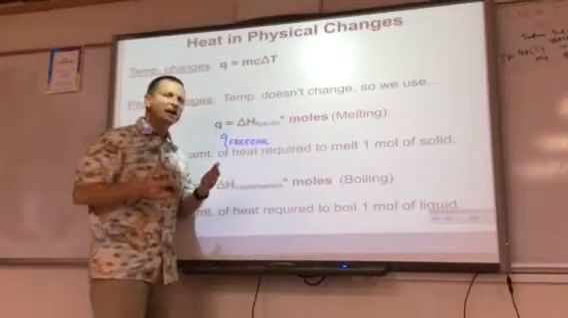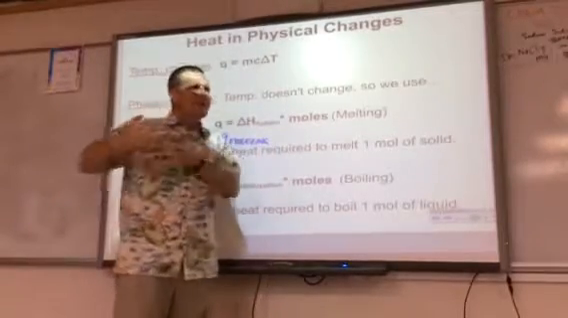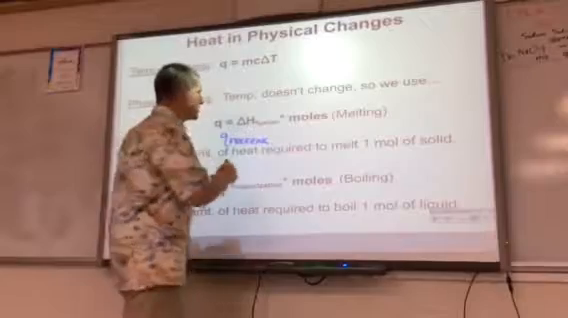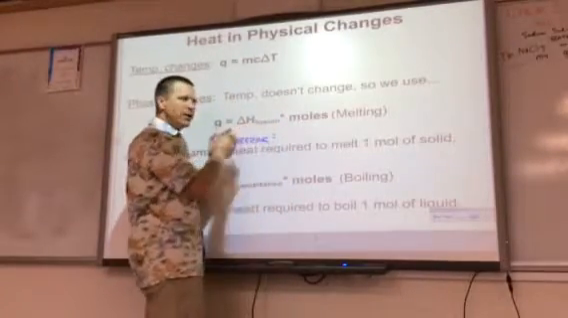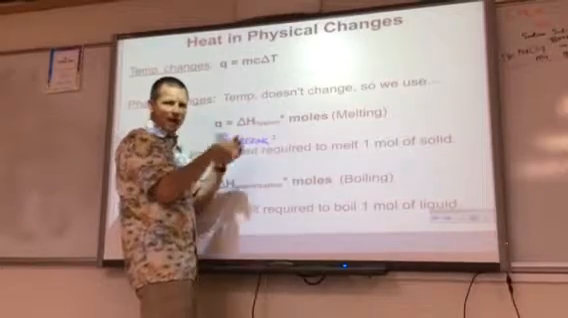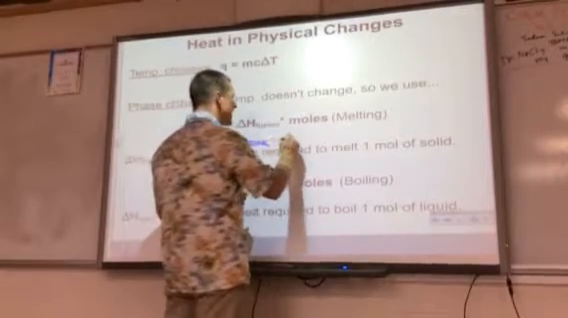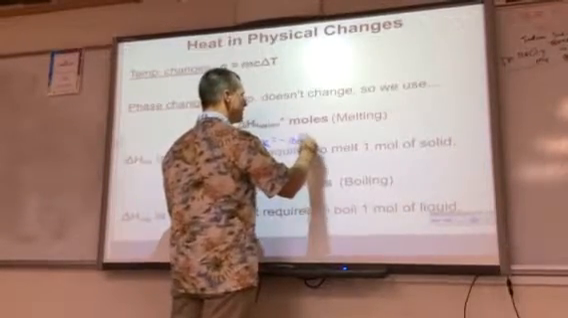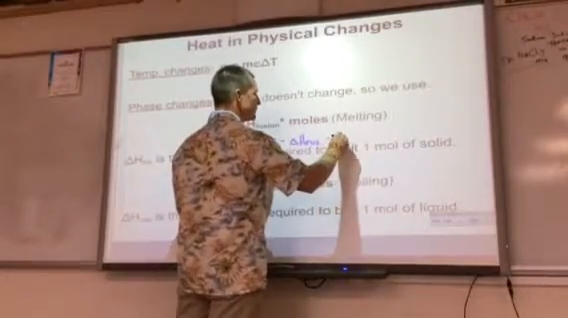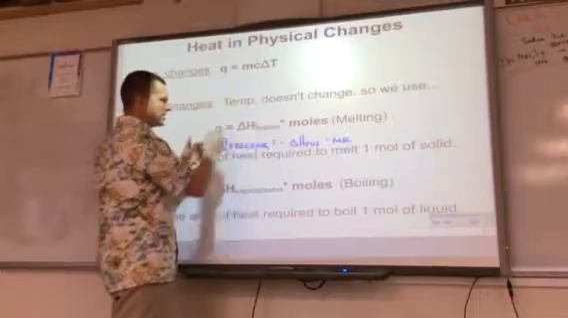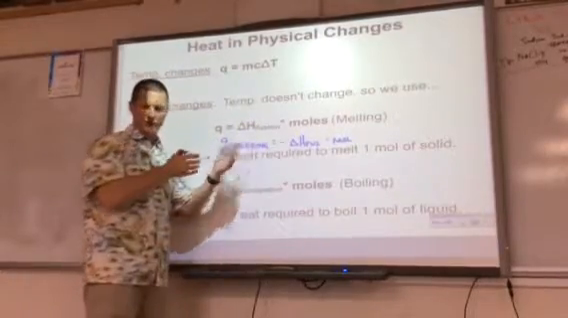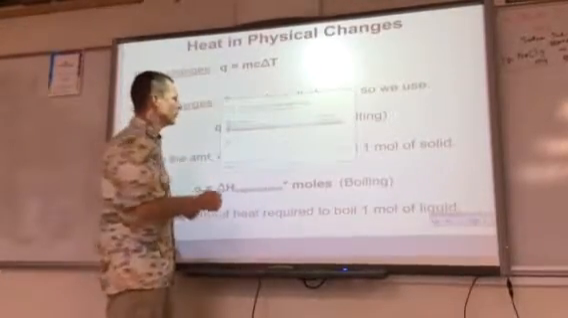we would consider that an exothermic process because we have to take heat out of the liquid to get it to freeze. So Q of freezing is going to have the same amount of energy involved, just in the other direction. So it's negative heat of fusion times moles. So melting is heat of fusion times moles, freezing is negative heat of fusion times moles. Same amount of energy.